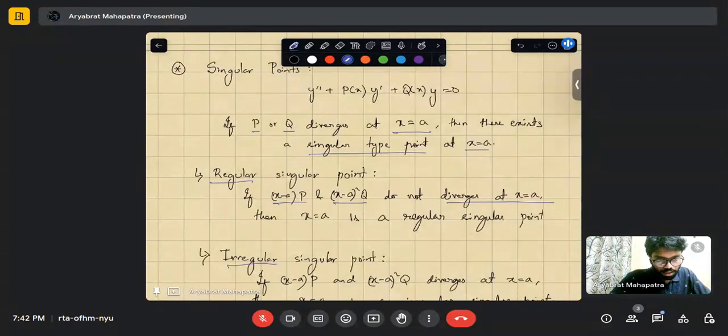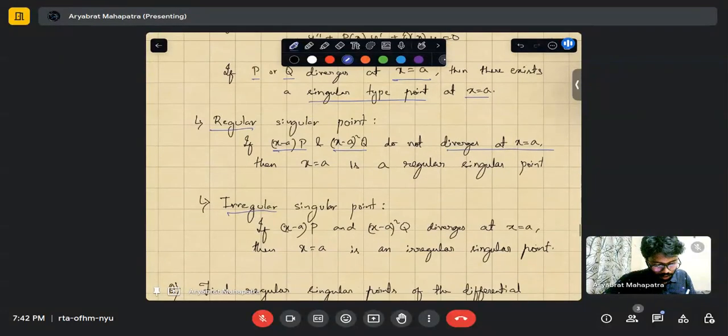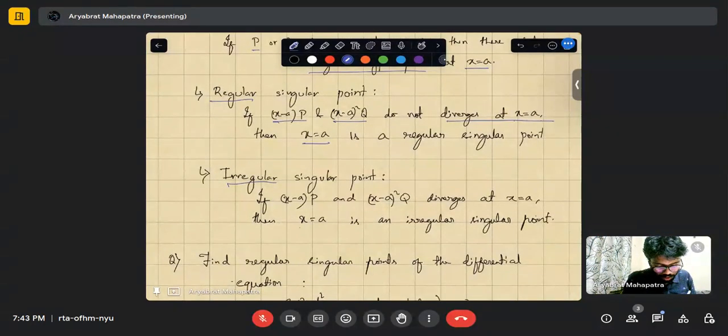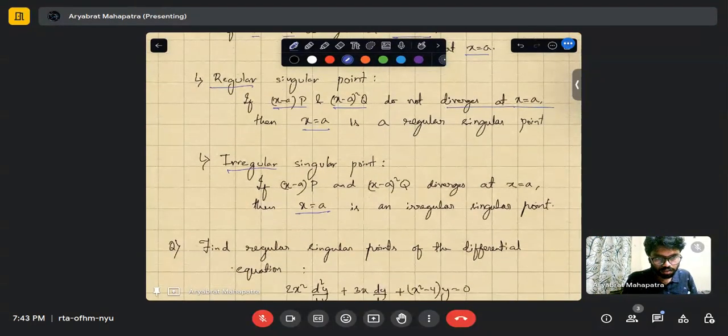So if they are diverging at x equals a, that means x equals a is your singular point, and further you have to verify what kind of singular point it is, whether it is a regular singular point or an irregular singular point. To do that, you check x minus a multiplied by your polynomial function p of x, and x minus a square multiplied by q of x, and then again you check at x equals a whether they are diverging or not. If they are not diverging, then x equals a is your regular singular point, and if it is diverging, then x equals a is your irregular singular point.